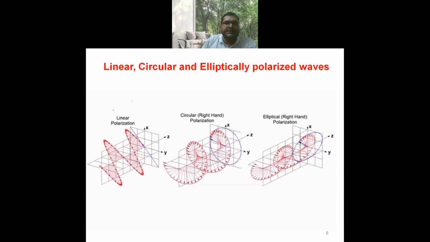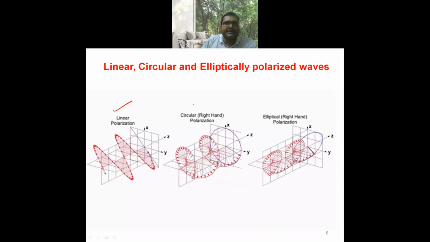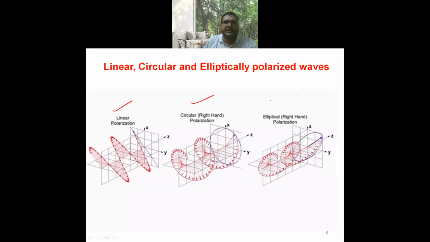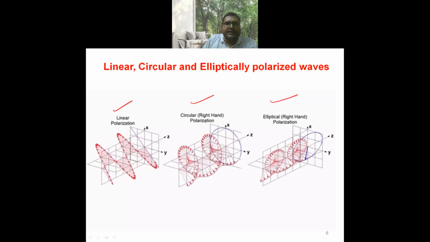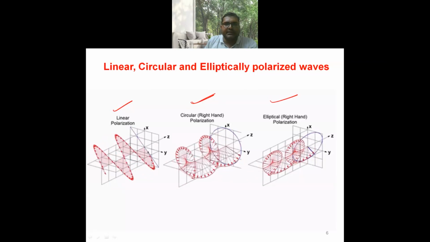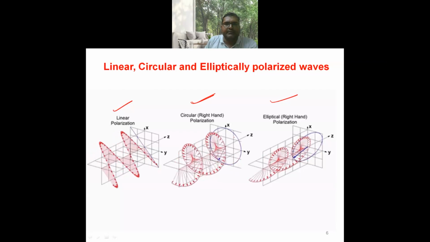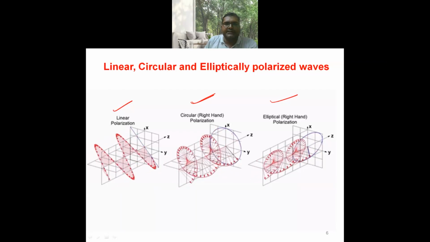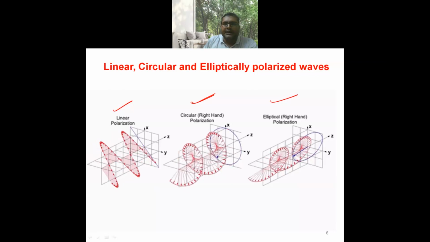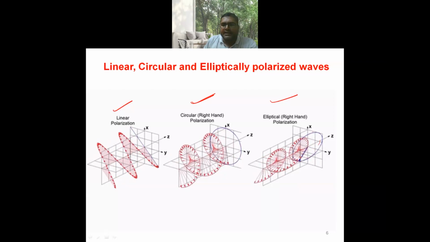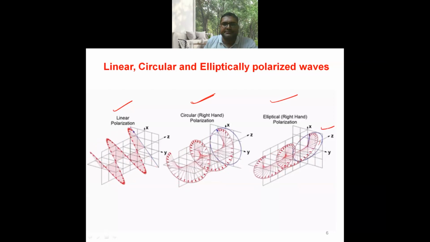You can observe the animated images of linear polarization, circular polarization and elliptical polarization. In circular polarization, you can observe the tip of the electric field traces a circle. Here, the tip of the electric field traces a circle, and in elliptical polarization, the tip of the electric field traces an ellipse.